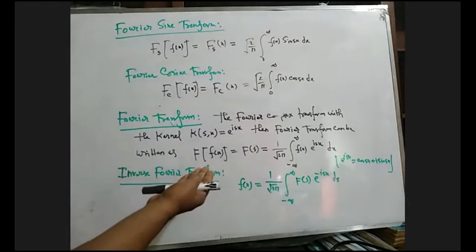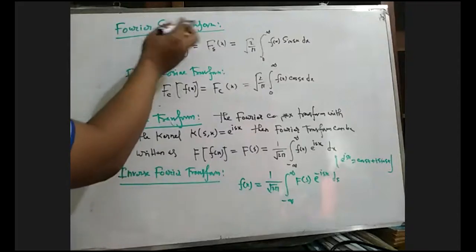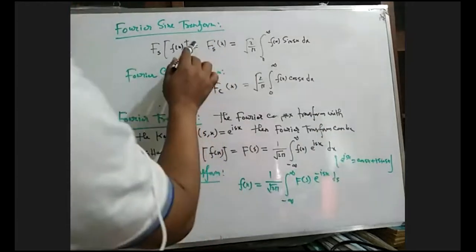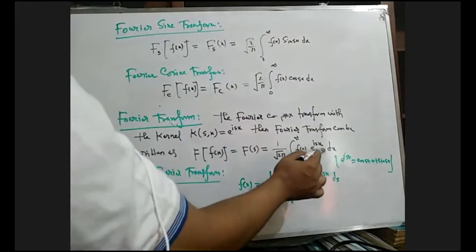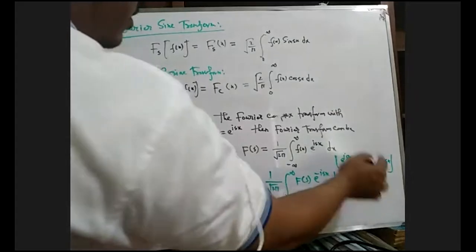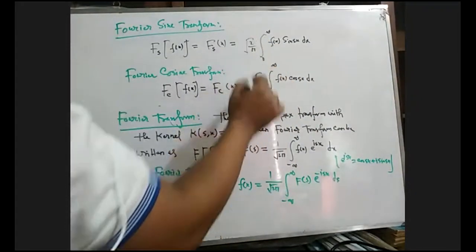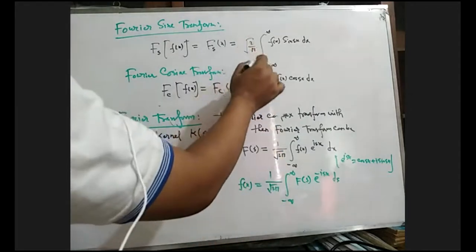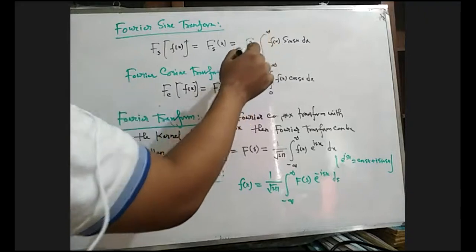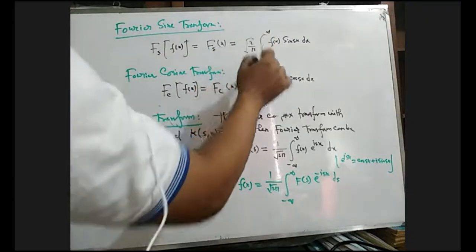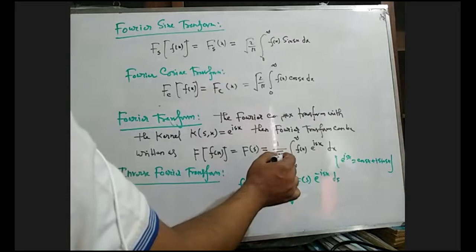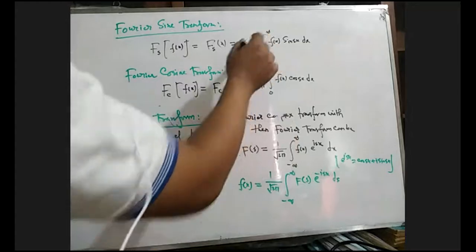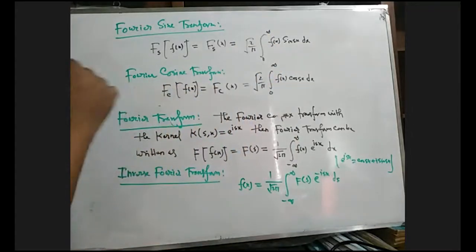So there are two types of Fourier transform: the Fourier sine transform and the Fourier cosine transform. If you use the sine, it becomes the sine transform. That means the kernel e to the power isx becomes sin sx, with limits 0 to infinity. Because 1 by 2 into 1 by root over twice pi means the same, root over 2 by pi. By using the properties of definite integrals, minus infinity to plus infinity of 1 by root over twice pi can be written as 2 divided by root over twice pi, from 0 to infinity.